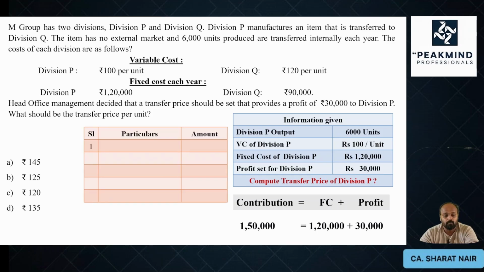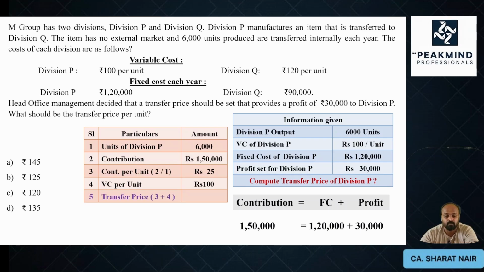Now, how many units is division P producing? 6,000 units. The contribution which the company earns from this is 1,50,000, and the contribution per unit which the company expects will be how much? 1,50,000 divided by 6,000, it will be rupees 25. Apart from this, the division P would definitely like to recover its variable cost, which is given in the question as rupees 100. So the effective transfer price will be 100 plus 25, 125. The correct answer is option B, 125.